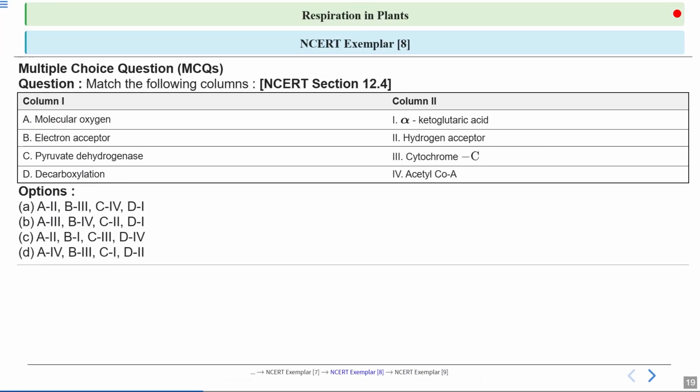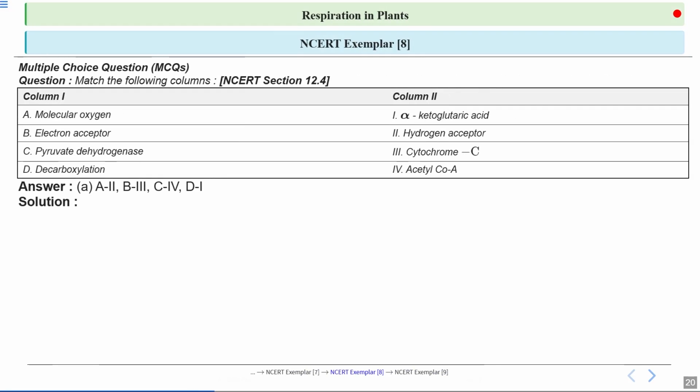Now let us look at the next question. Match the following columns. Column 1 has A molecular oxygen, B electron acceptor, C pyruvate dehydrogenase, and D decarboxylation. You have to find the correct match for these options from column 2. We have alpha ketoglutaric acid, hydrogen acceptor, cytochrome C, and acetyl coenzyme A in column 2. And then you have to choose the correct option from the given options. So let us look at the answer. So the answer is option A.